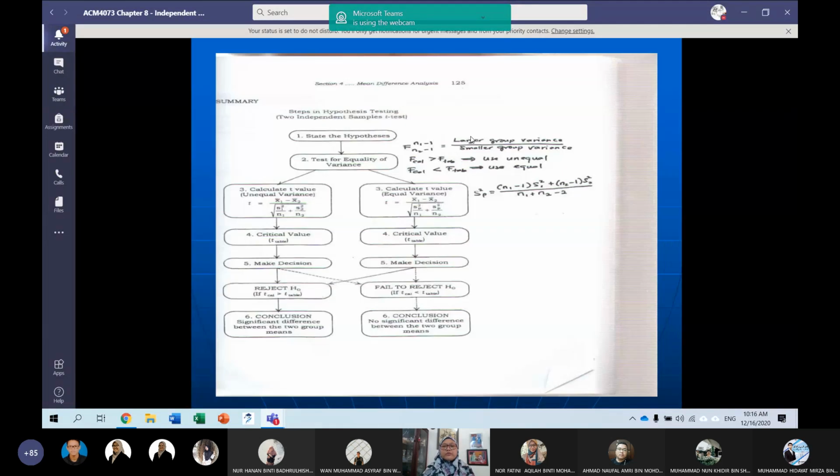We have a different box because we have to use a different formula. Let's see what we have here. N1 take away 1 for the larger group variance, and the number of respondents take away 1 for the smaller group variance. If F calculation is more than F table, the critical value, use unequal. If the F calculated is less than F table, then you have to use equal. Then we have to look for the t. So the t for independent sample t-test is different for equal and unequal variances.